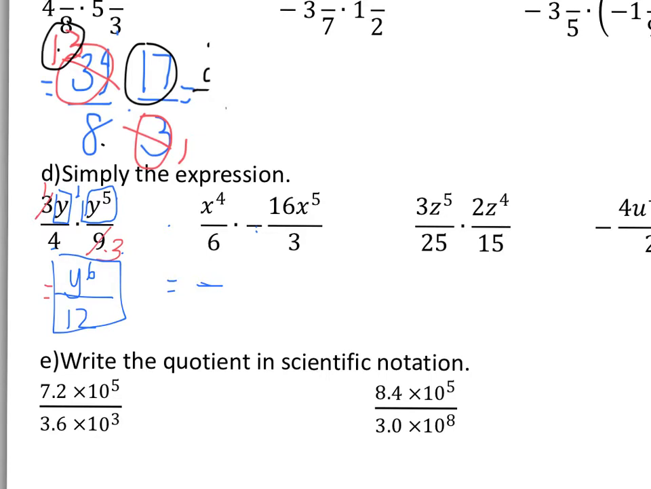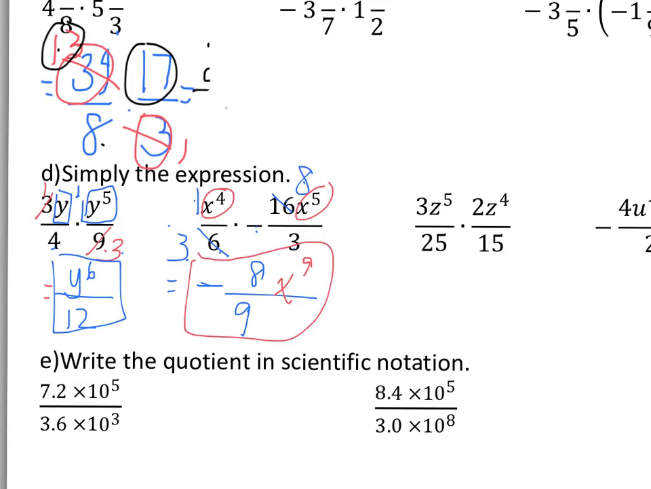Okay, and I see that I can first simplify 6 and 16. So 6 divided by 2 is 3, 16 divided by 2 is 8, and that's all I can do. And let's first multiply the numbers. 1 times 8 is 8, and 3 times 3 is 9. And let's take care of the variables. X to the 4th power times x to the 5th power gives me x to the 9th power, and this is your answer.